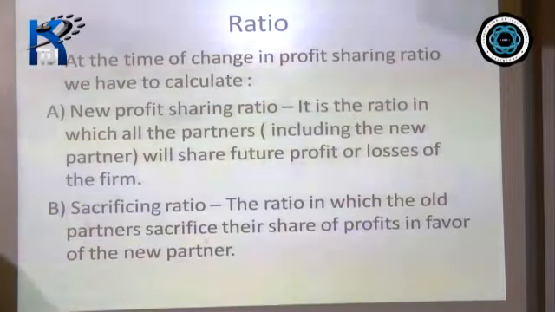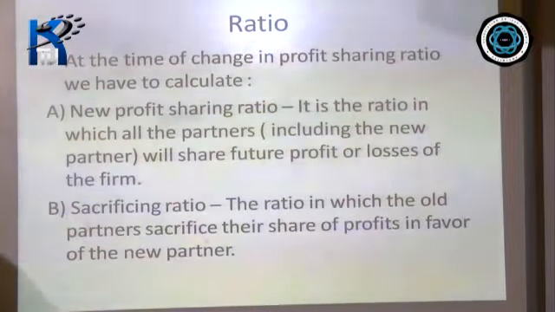The second one says the new partner gets his share from the old partners in a particular ratio. Now that ratio has already been mentioned in the question. So if the ratio is mentioned in the question, we will have to distribute the profits in that given ratio. How do we go about it?